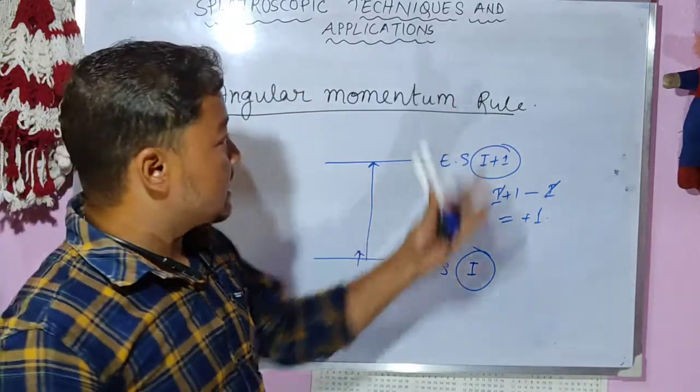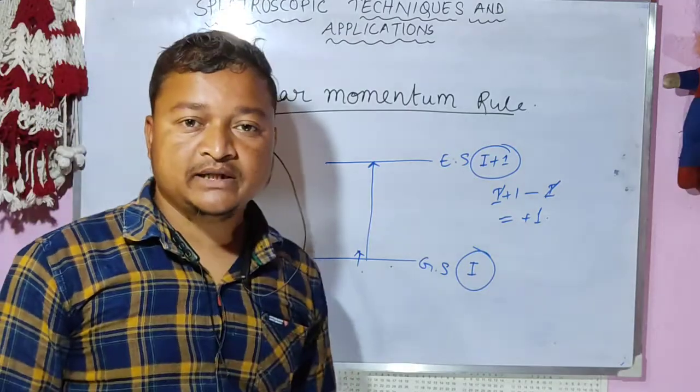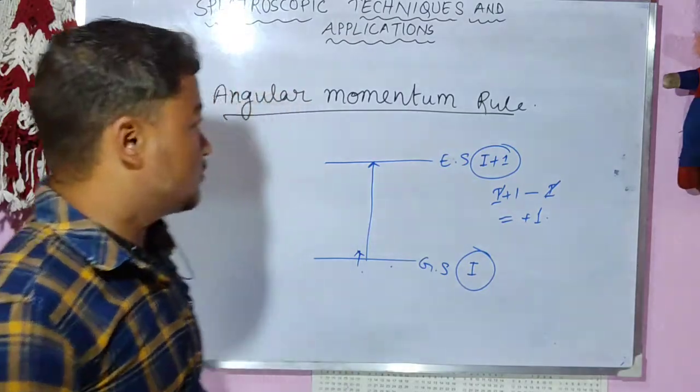In the next class we will discuss electronic spectroscopy, that is UV-visible spectroscopy.